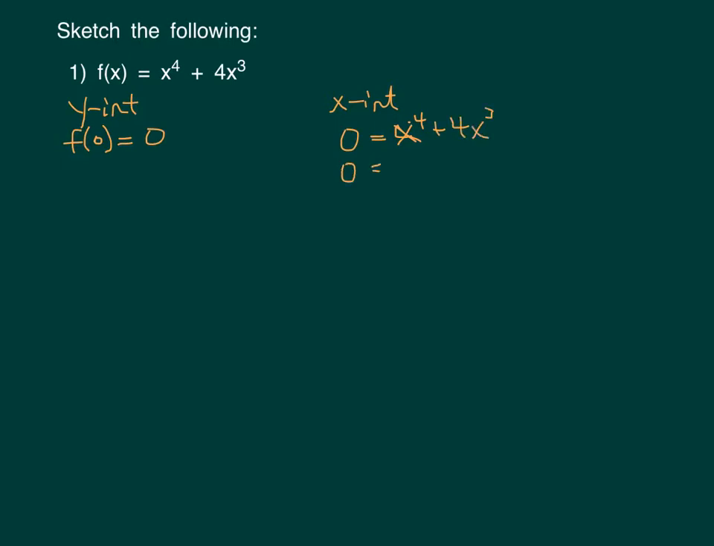Okay, that would tell me I would pull out an x cubed, and I'd be left with x plus 4. So we end up with x equals 0 and x equals negative 4. All right, so we have two x-intercepts of 0 and negative 4. Next thing we're going to do is determine if we have any symmetry.